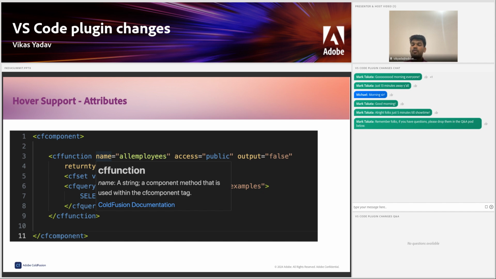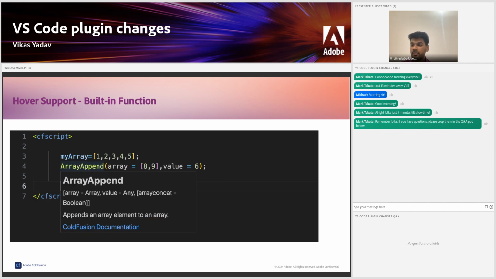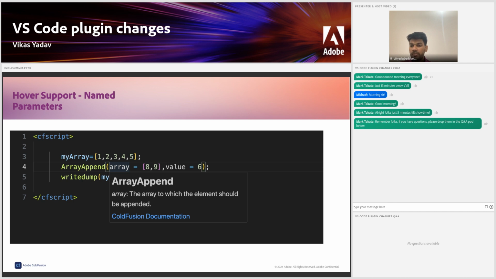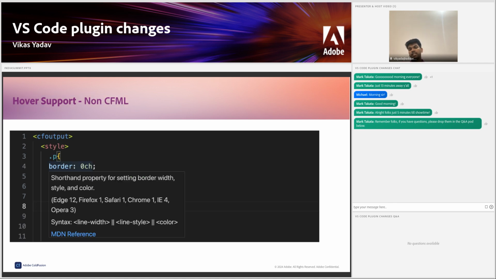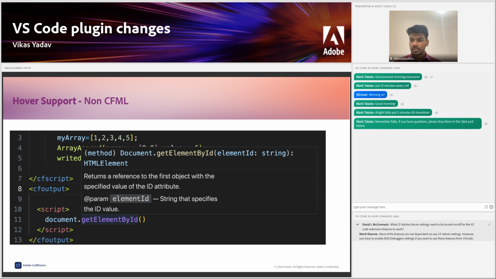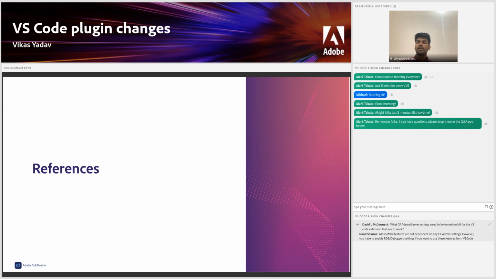We have hover support for attributes as well, and built-in functions, even named parameters, even with non-CFML code. As we can see here, we have CSS embedded inside a CFM. We can see we are showing the help text even for the CSS elements. And for JavaScript, we see here document.getElementById. We see what exactly it is and what the params are that can be passed. So these are the suggestions that we get as part of hover support in this extension.